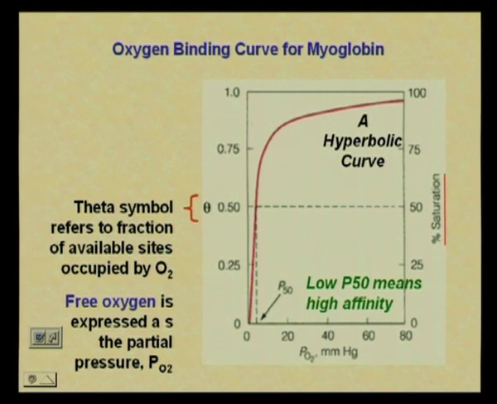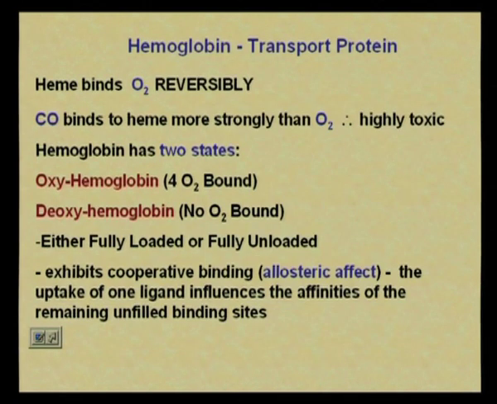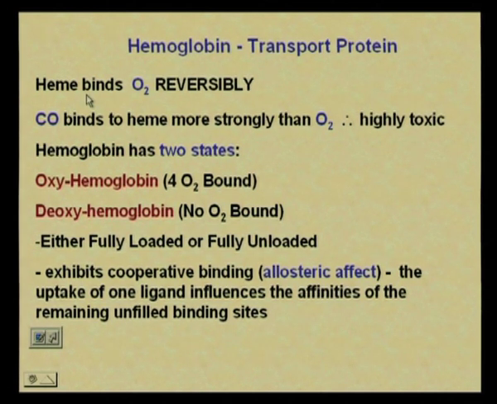You have a high affinity if at a low concentration you are 50% saturated, right? So, we have this oxygen binding curve for myoglobin. If we look at hemoglobin, we have hemoglobin bind oxygen reversibly. These are the features of the transport protein hemoglobin. What are they? It binds oxygen reversibly. You know carbon monoxide is a poison. Why is that? Carbon monoxide binds more strongly to heme than does oxygen, which is why it is highly toxic.